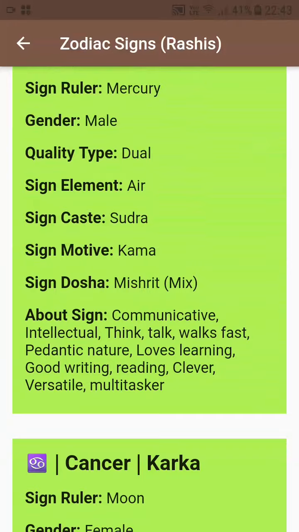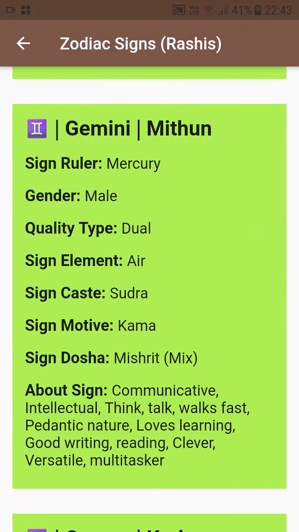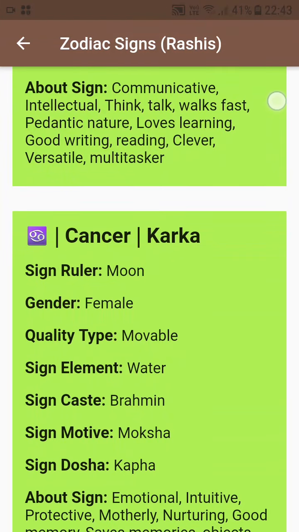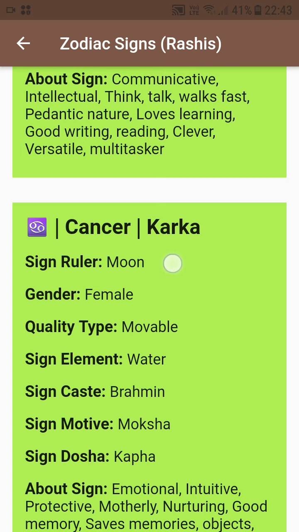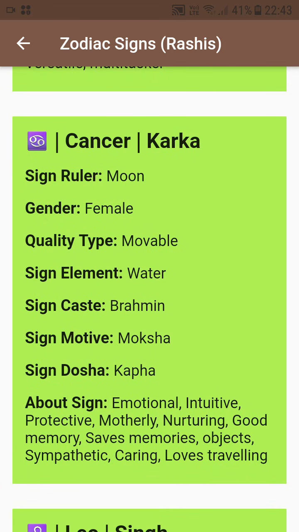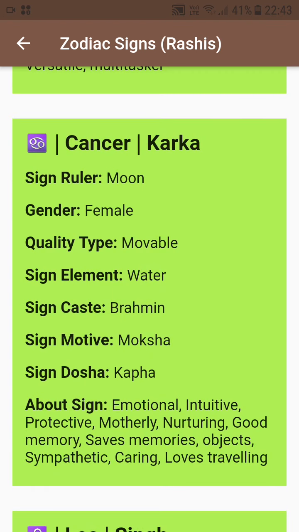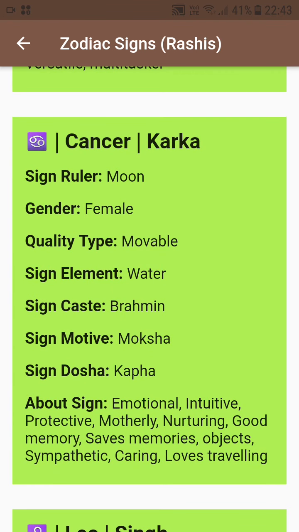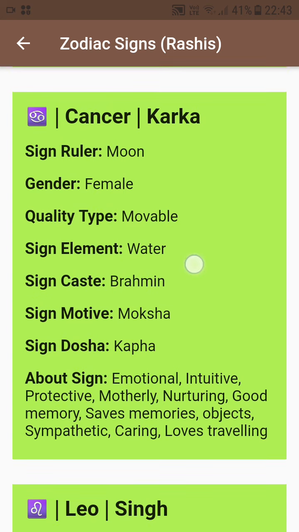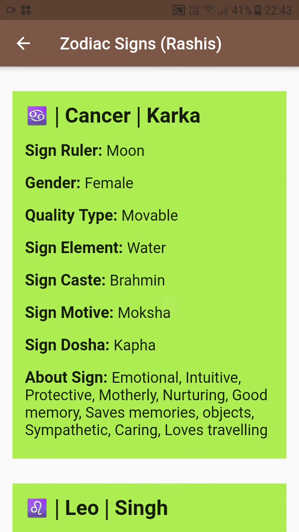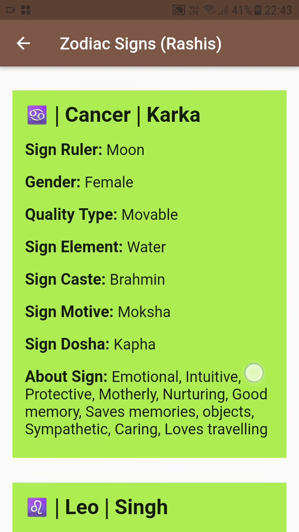Okay, let's move on. So these three planets rule two Rashis. Then we have Cancer, the Kark Rashi, ruled by Moon, and Moon rules just one Rashi, that is Kark, and it's a watery sign. It's a female Rashi. The quality is immovable. The sign element is water. The caste is Brahmana, moksha motive. Kapha is the dosha.